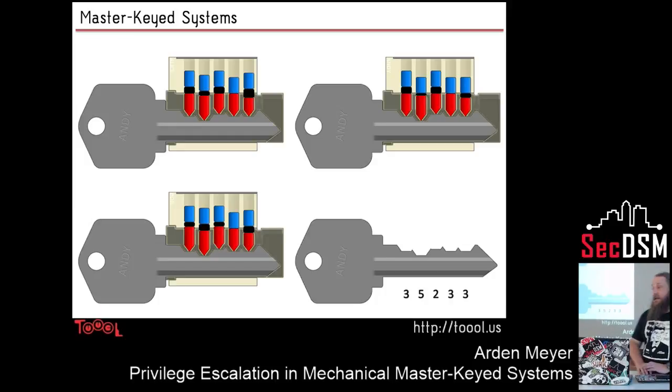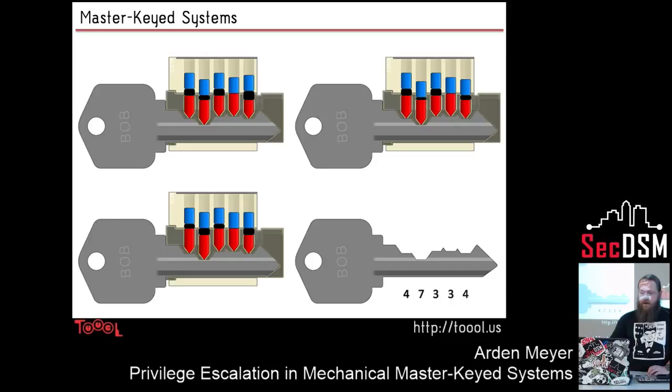Here we have Andy's key in the same key depth, or in the keyways, and you can see that it's not going to function on Alice's lock. It's not going to function on Bob's lock in the lower left. It will work on Andy's door, as you'd expect it to. Andy's key is cut 35233.